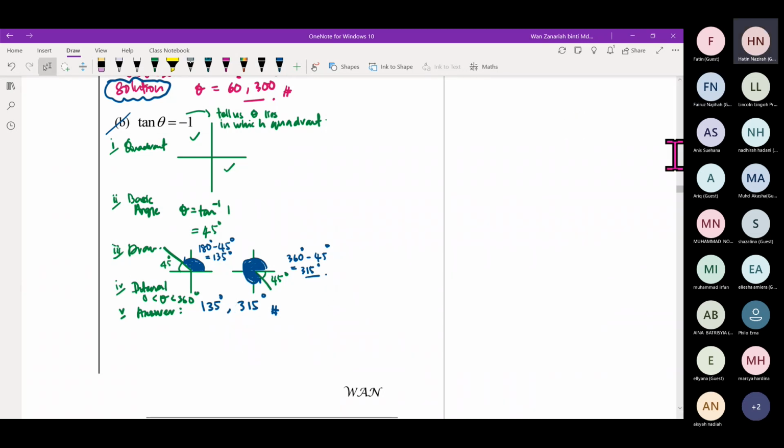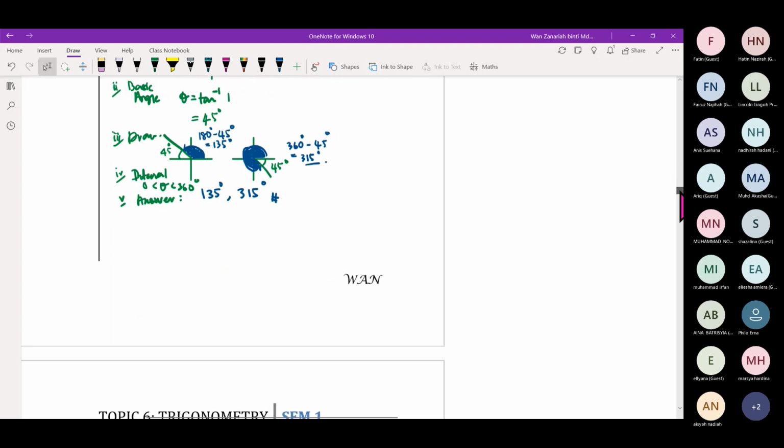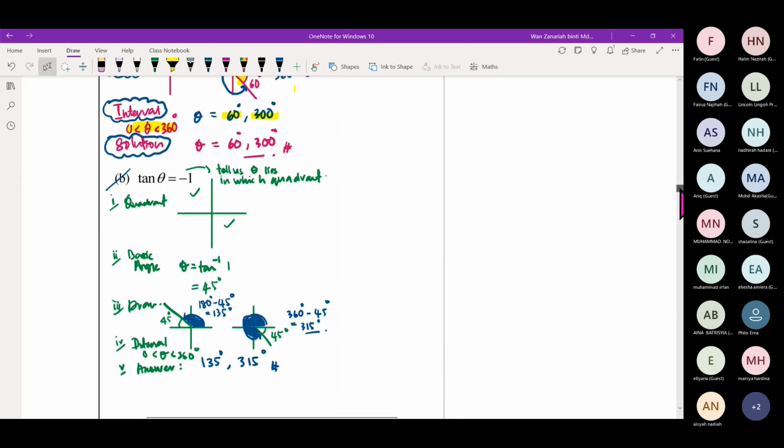Okay. Very easy. Look at our answers, even though the basic angle is 45. Is 45 included in our answer? No. 45 is only our basic angle, our acute angle. But the angle that we want is the one we get after we put it in the drawing.